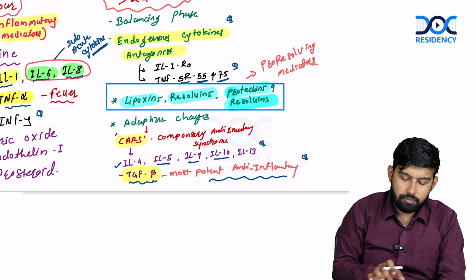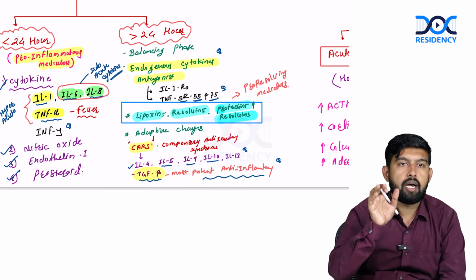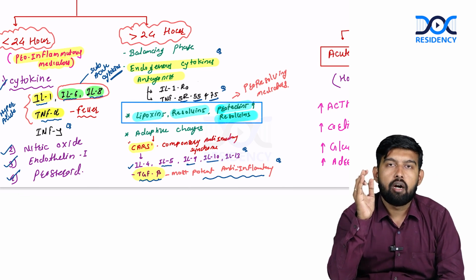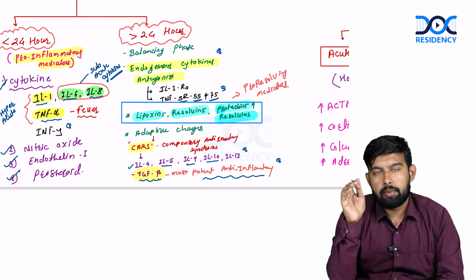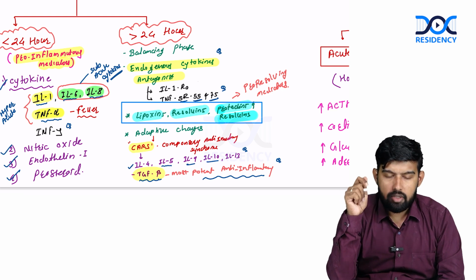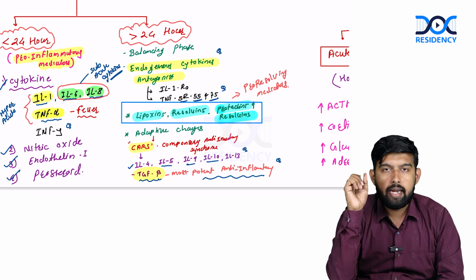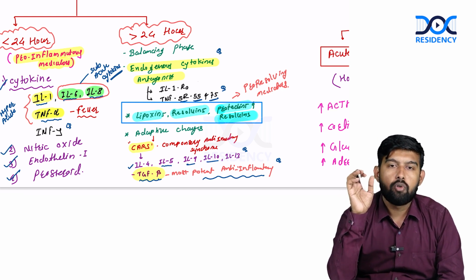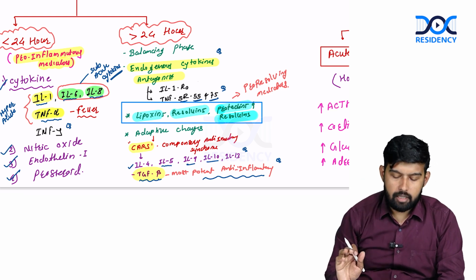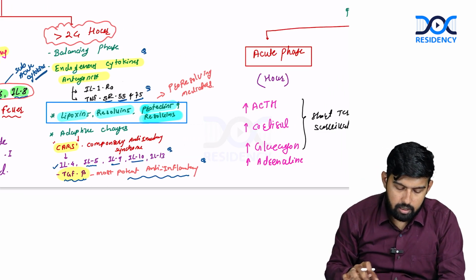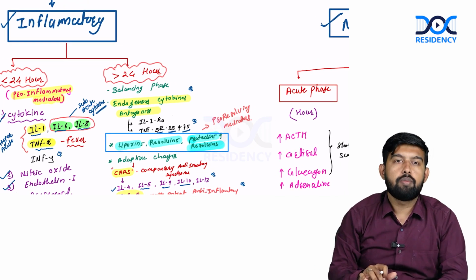So remember that the cytokines which appear within the 24 hours after the injury are pro-inflammatory cytokines, and the cytokines which appear after the 24 hours of the injury or trauma are the anti-inflammatory cytokines. Out of these, TGF beta is the most potent anti-inflammatory cytokine. So this is all about the inflammatory response.